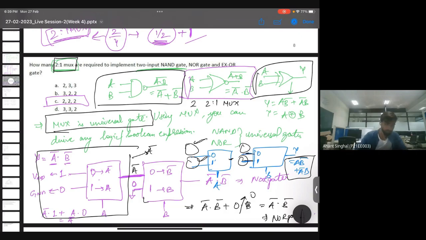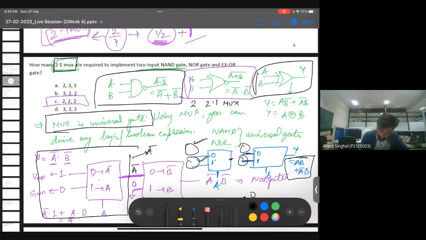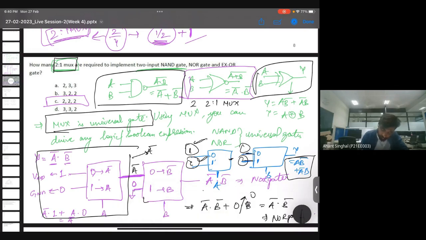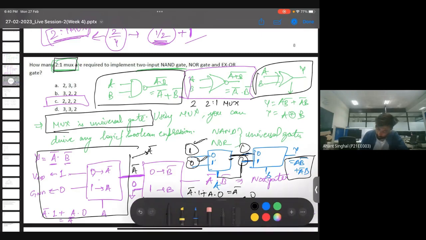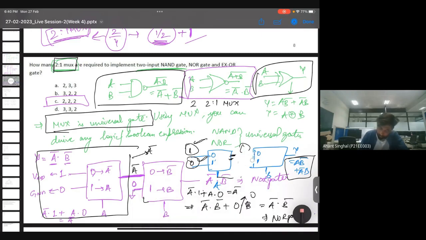Okay, let me try to do it. So let's suppose we want to take a bar as the input of this mux, and so I'm writing maybe 1 here and 0 here. So this will give nothing but a bar into 1 plus a into 0, which is nothing but a bar. And I'm connecting this a bar to this, and then I'm connecting this select line to this. Okay, I've connected it in a wrong manner.